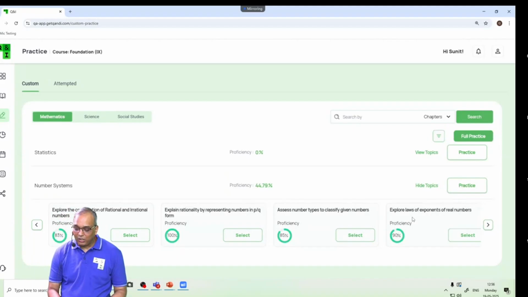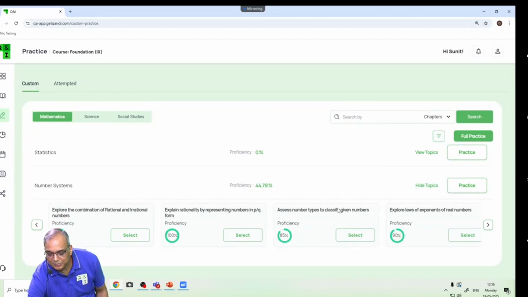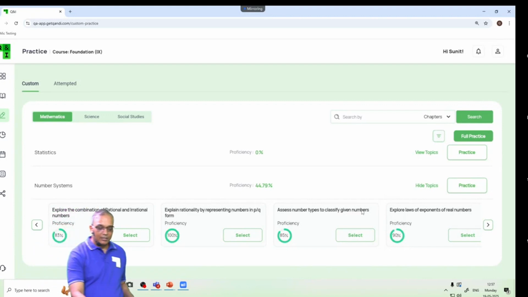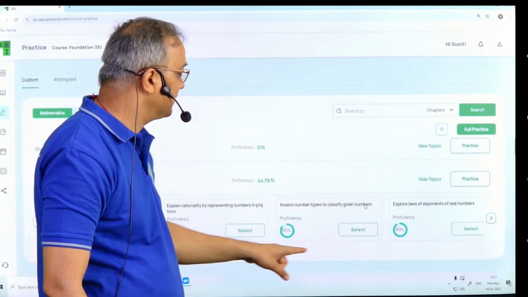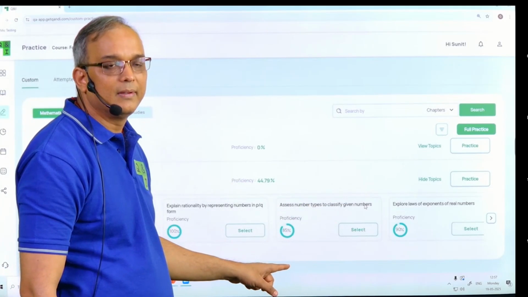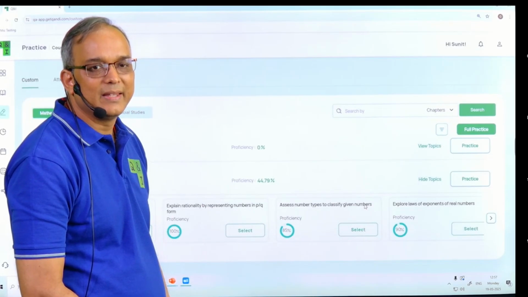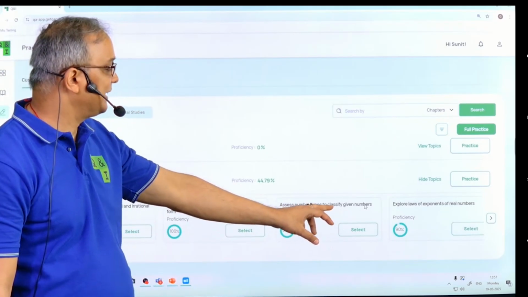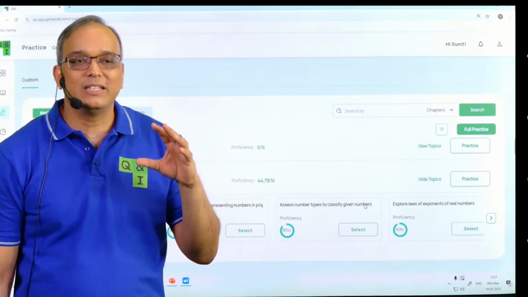Okay. So now in this, you have to do this topic, assess number types to classify given numbers. Please note down the topic. The topic's name is assess number types to classify given numbers. This is the topic name. Is it clear? Can you see this topic? Under number system, you have to select this topic, and you have to practice questions on these today.